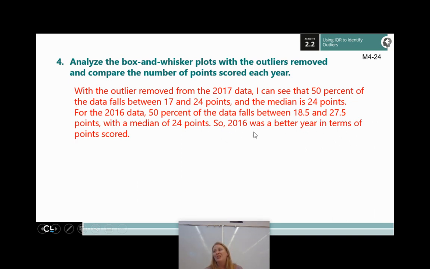So this makes me feel that 2016 was a better year in terms of the points scored. It had a better interquartile range. It was a better year, right? Because instead of 17 to 24, we're now talking 18.5 to 27.5. It's a little bit higher, right? Our middle 50% was a little bit higher in 2016 if you take out those outliers.